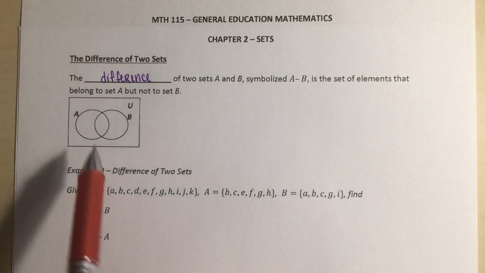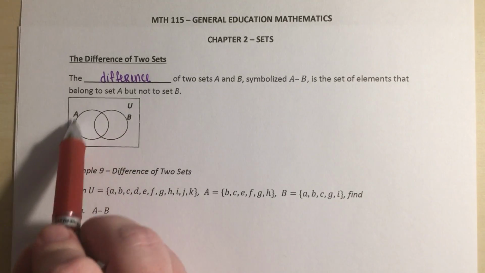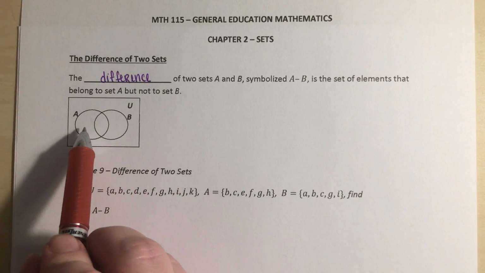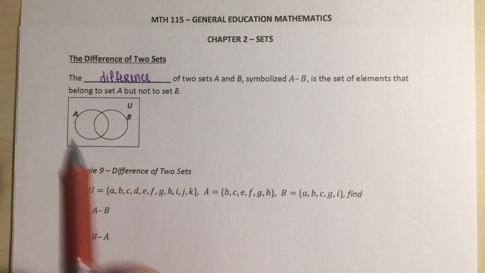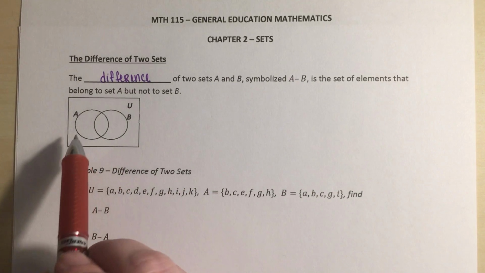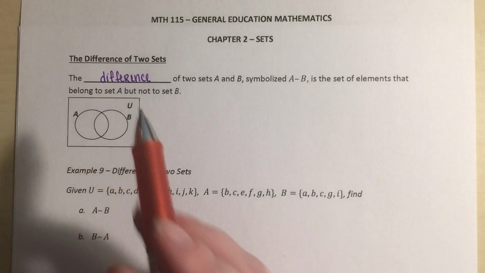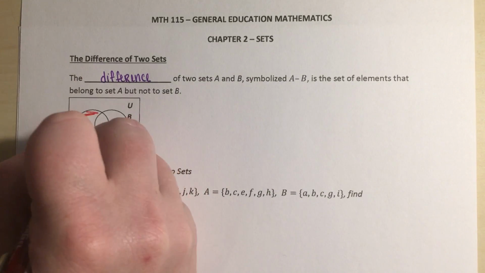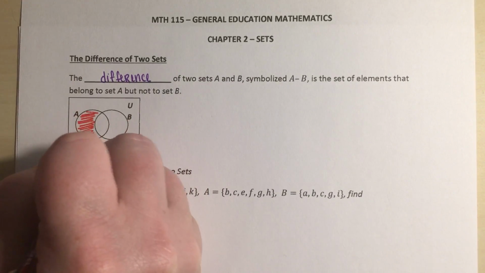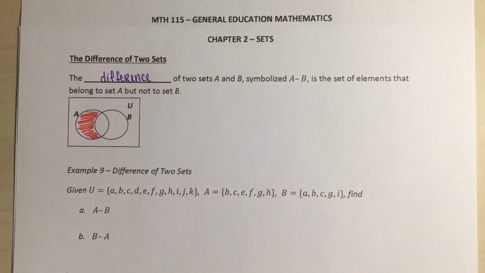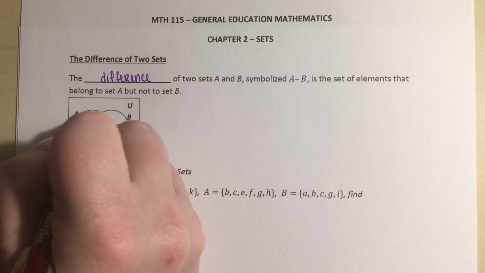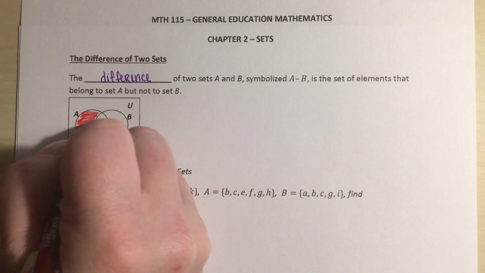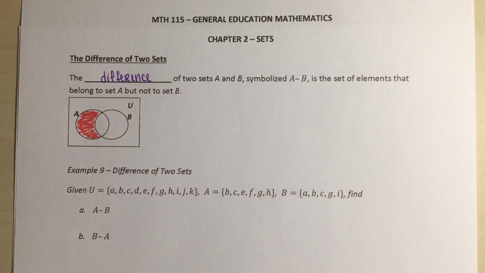Okay, so looking at our little picture of our Venn diagram here, remember A is everything in this circle. It's region 1 and 2 if we go back to those Roman numerals. But we want the stuff that's in A but not in set B, so we're actually just going to shade in here region 1. So that is our A minus B, our difference of sets A and B.